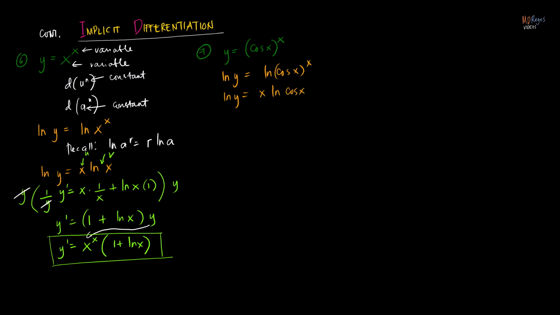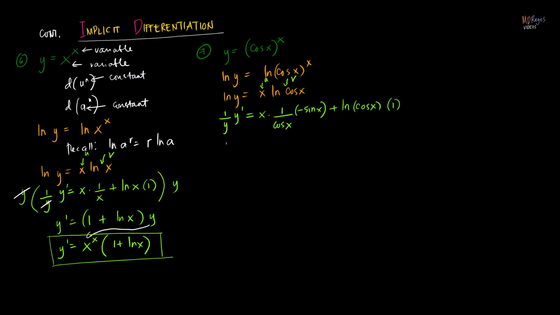Now the right side is a product of x and ln of cosine of x. So we use implicit differentiation again to get y prime. On the left side, we'll have 1 over y times y prime, which is the derivative of ln of y with respect to x. And then using product rule on the right side, wherein u is equal to x and v is equal to ln of cosine of x, we'll have x times the derivative of ln of cosine of x with respect to x, which is 1 over cosine of x, times the derivative of cosine of x, which is negative sine of x, plus ln of cosine of x times the derivative of x with respect to x.